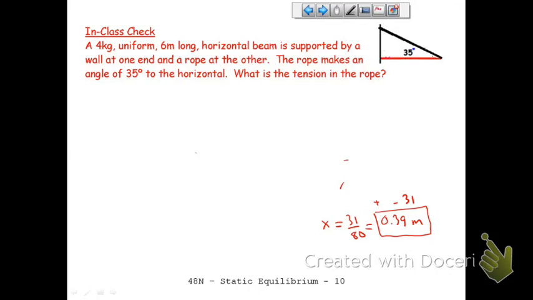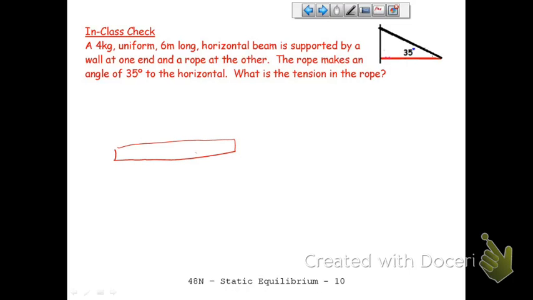Not so bad. Okay. So now this is the next level of difficulty, which is a mast and a beam. So we have a 4 kilogram uniform 6 meter long horizontal beam. It's going to be 40 newtons. It's from the middle, so that's going to be 3 meters from there to there. I know that because it's 6 meters long.